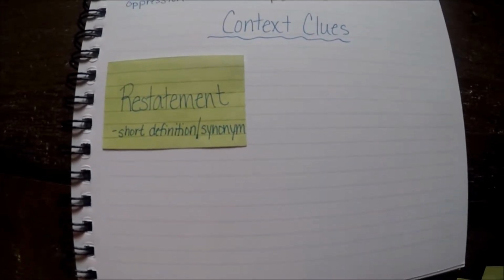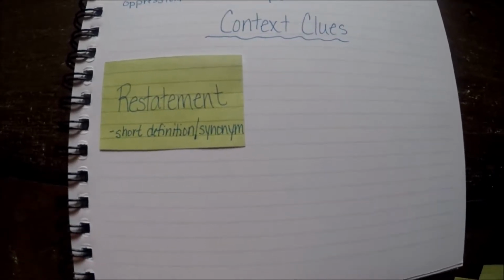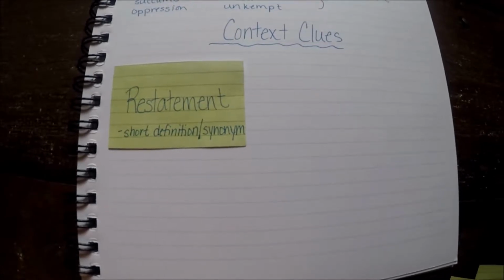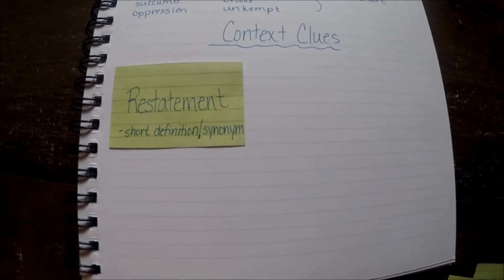So there are three types of context clues. The first one, and probably the easiest one, is a restatement context clue, which essentially in the sentence, if you're writing it, you're just taking a short definition of the term or a synonym for the term and incorporating it into the sentence along with a vocabulary word. Or if you're reading a novel or a book and you come across a word, somewhere in that sentence the author will have written a synonym or a short definition for the word to help you understand its meaning.